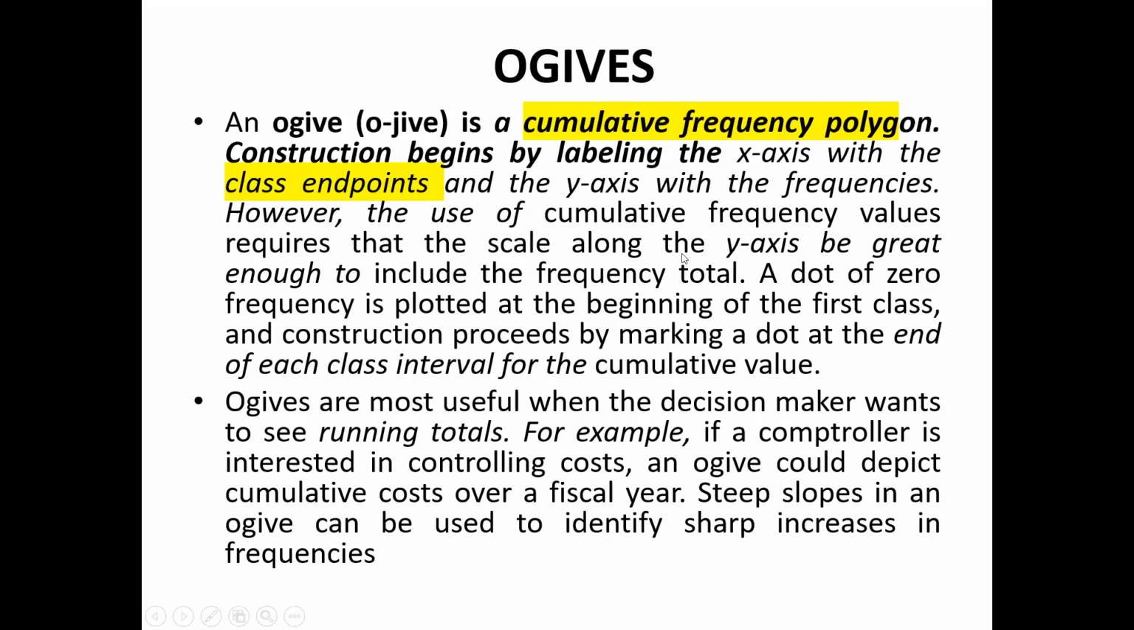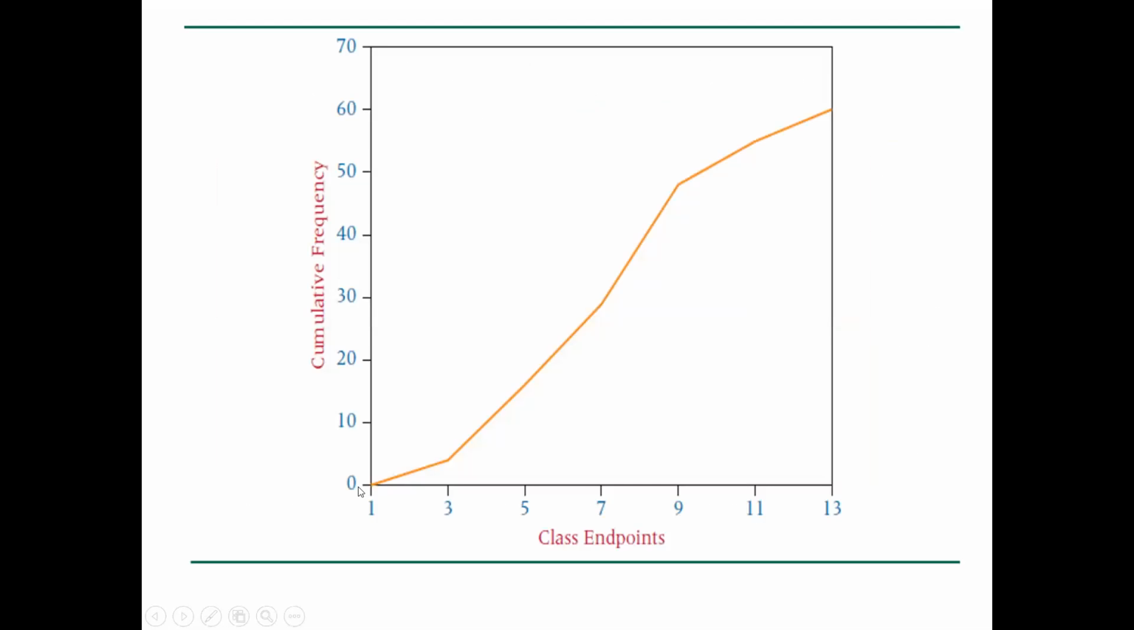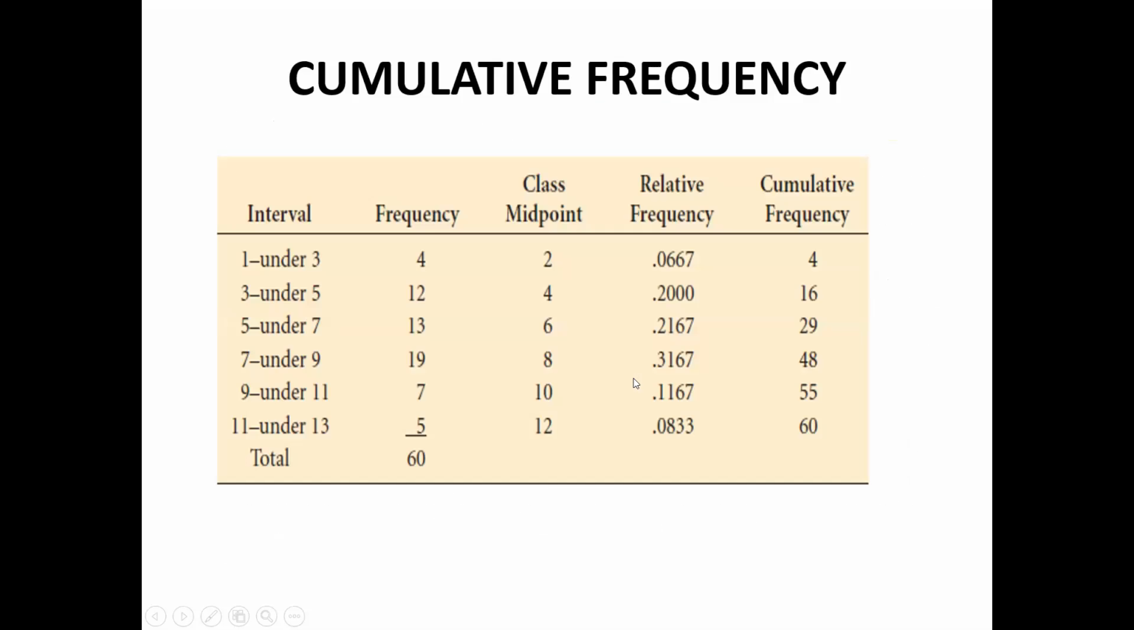So this is what is written here: the use of cumulative frequency values requires that the scale along the y-axis be great enough to include the frequency total. A dot of zero frequency is plotted at the beginning of the first class. So here is your zero frequency, that is plotted at the beginning of the first class, and the construction proceeds by marking a dot at the end of each class interval for the cumulative frequency.